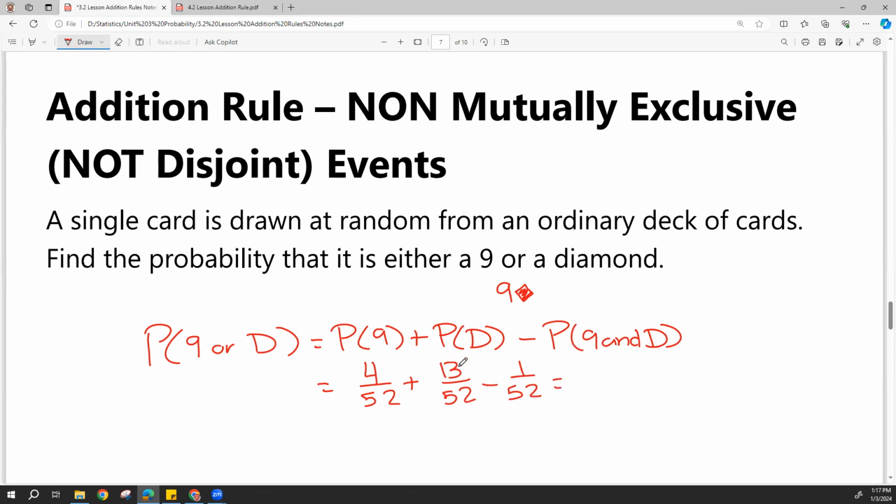We can do 4 plus 13 minus 1 and then divide it by 52 to get 0.3077. So again, we have to subtract out 1 out of 52 because we counted the 9 of diamonds in this probability as well as this probability because it's one of the diamonds and it's one of the 9s. So we take that overlap out to find our final probability.